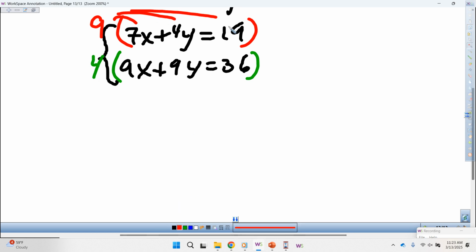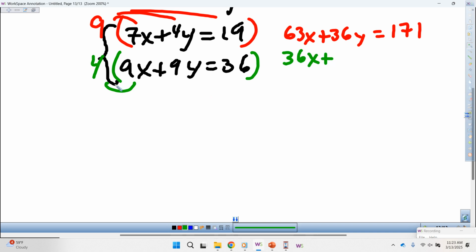All right, here we go. That gives us 63x plus 36y equals 9 times 9 is 81. 9 and 8, that's 171. 36x plus 36y equals 4 times 36, that's 144.